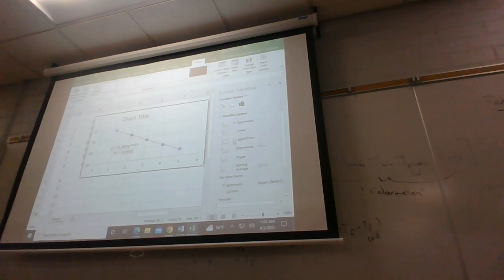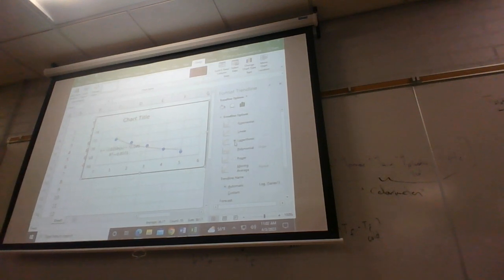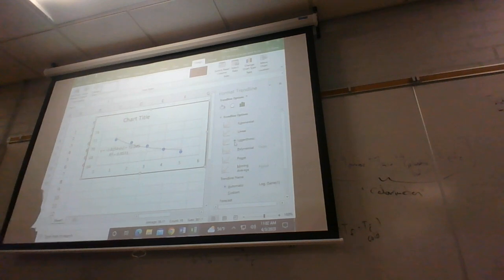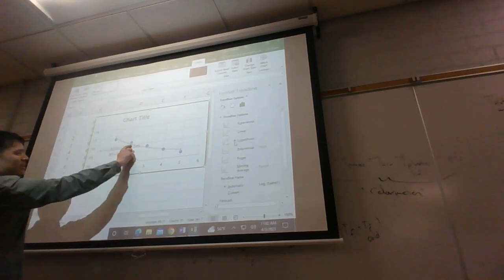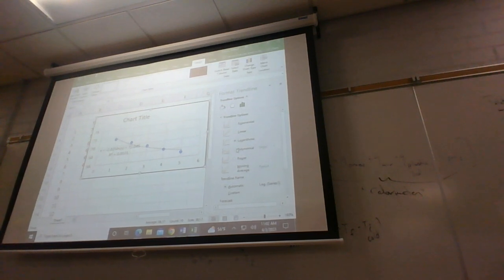Let's go to logarithmic. Is that better? No, that went far down. This is even worse. 1 9 on this fit. And look, the fit doesn't even hit the data. Doesn't look very good. Let's try polynomial.